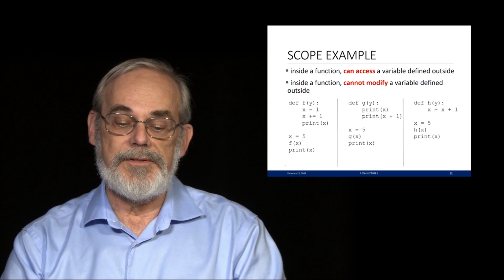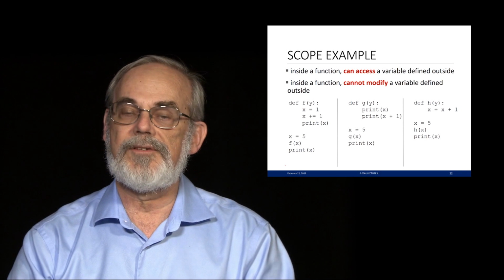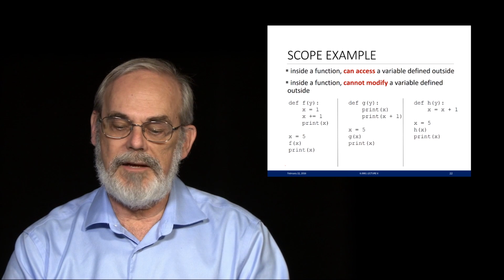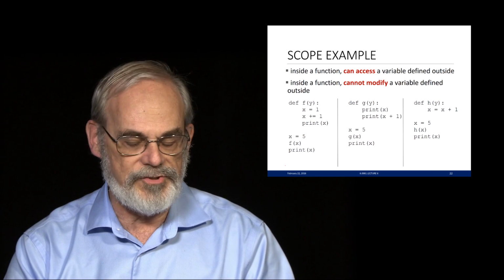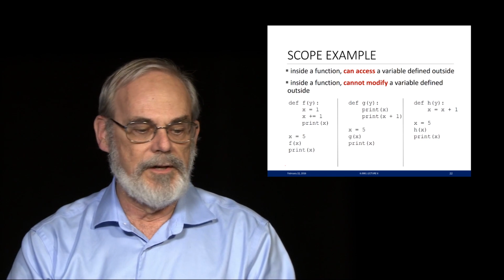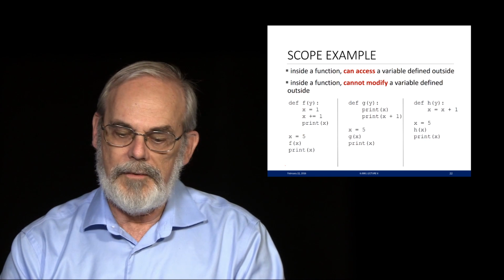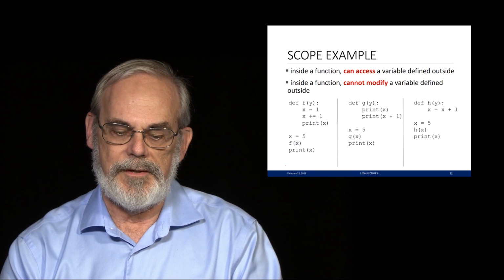So, as a consequence, inside of a function, we can both access a variable defined outside as well as a variable defined inside. On the other hand, inside of a function, we can't modify a variable that's defined outside of the scope of that function. And here I have three little examples just to give you a sense of that. What I'm going to do is show you basically what would happen for each one of these function calls.